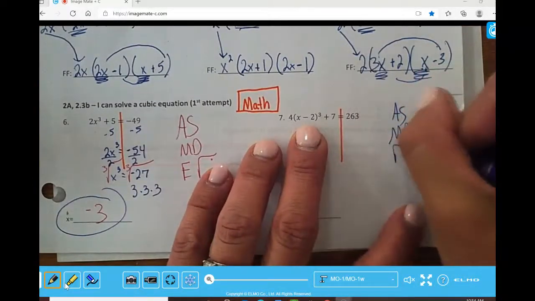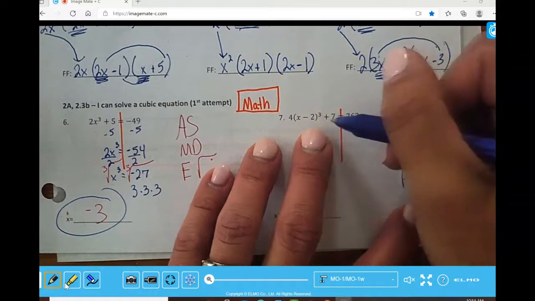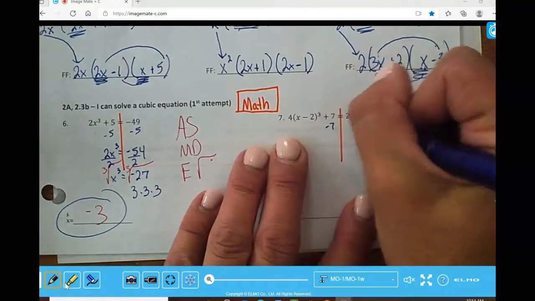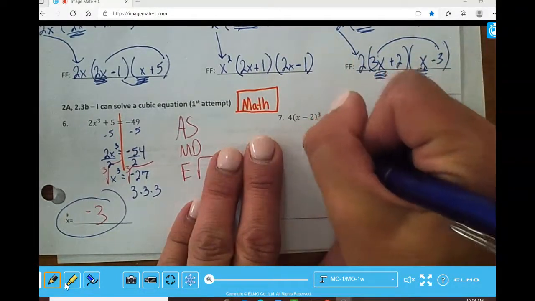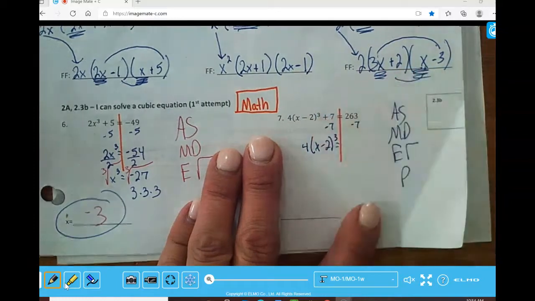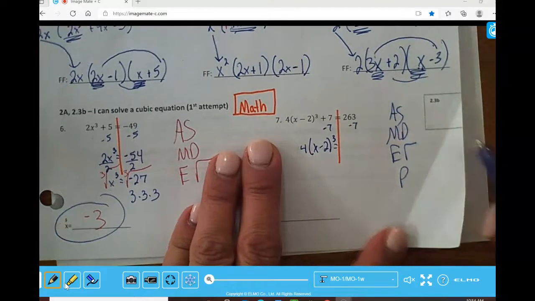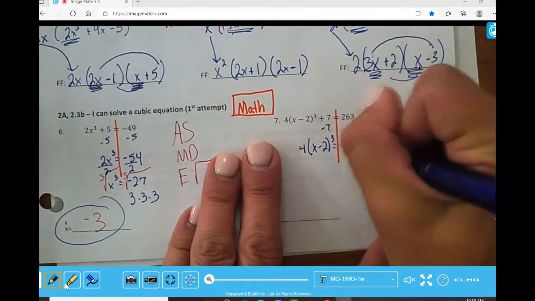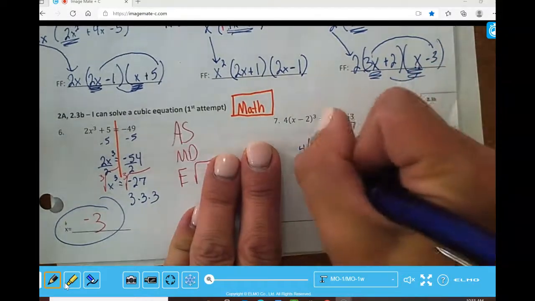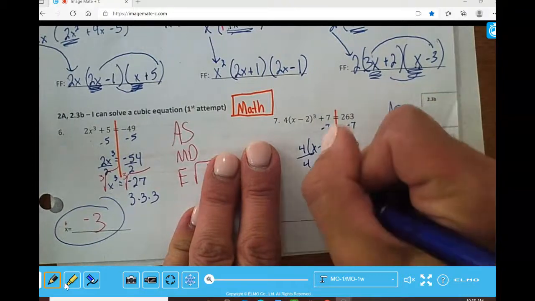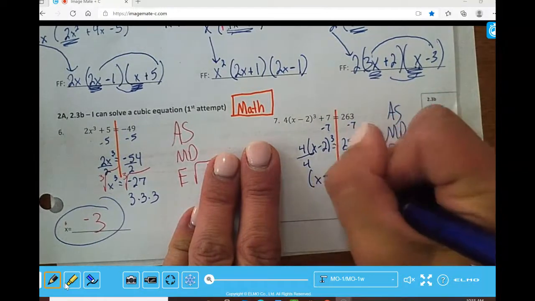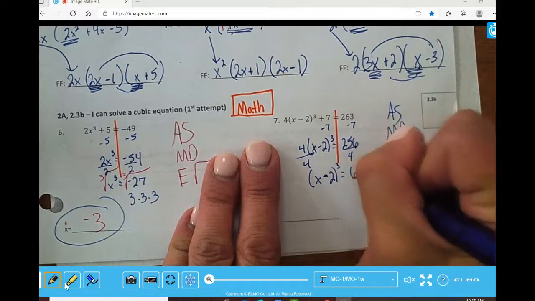Let's write these rules. So first I'm going to subtract my 7. And that's going to give me 256. And then I'm going to move my multiplication, division. I'm going to divide by 4. It's supposed to be minus. That's going to give me 64.